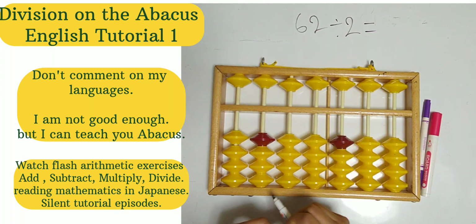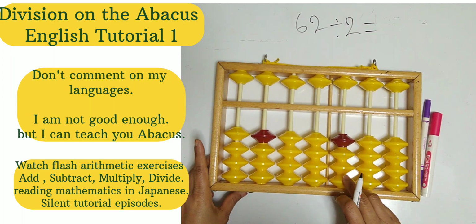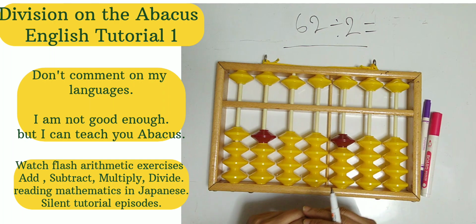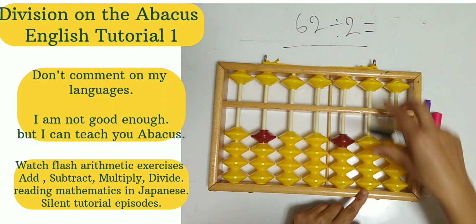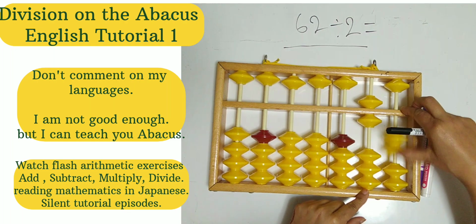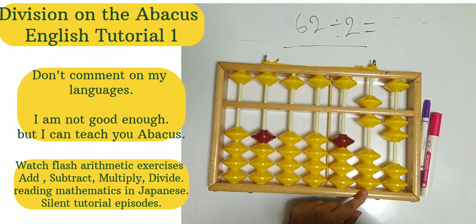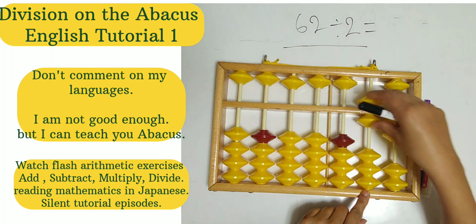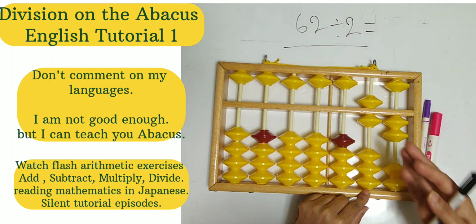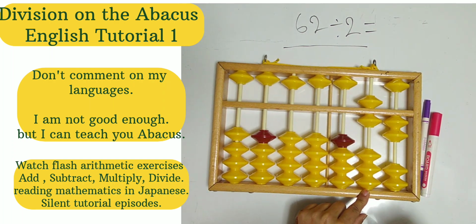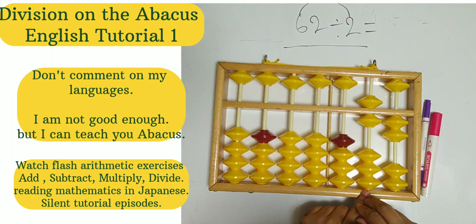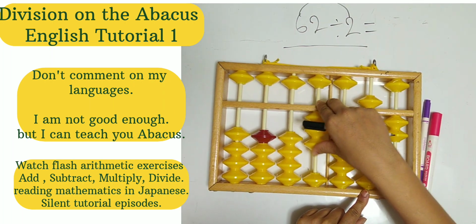In this question, this is a marked rod, and you have to place your dividend on the abacus from this rod, 6 and 2. Why this rod? Please check my basic rules explained episode. Okay, 6 and 2, we placed our dividend on the abacus. So let's start. 6 divided by 2, you got 3. So place your answer here.